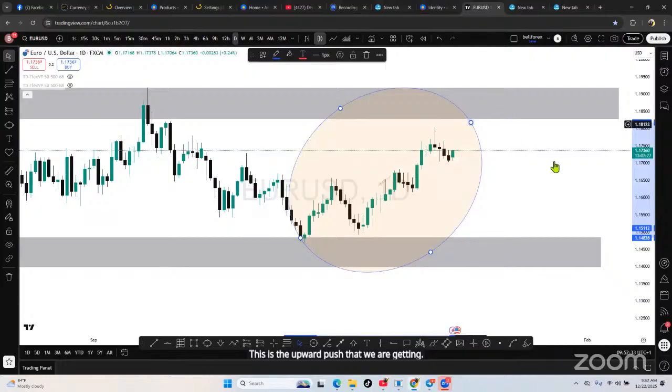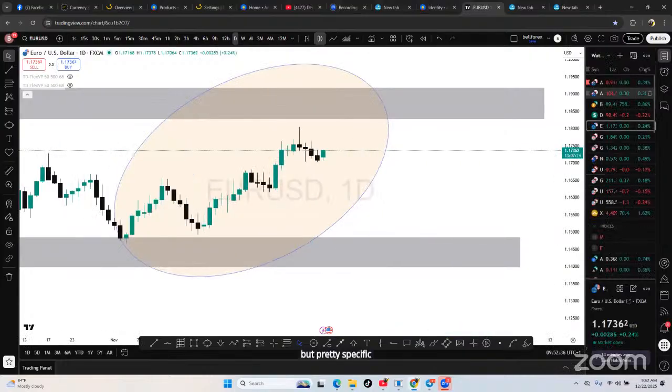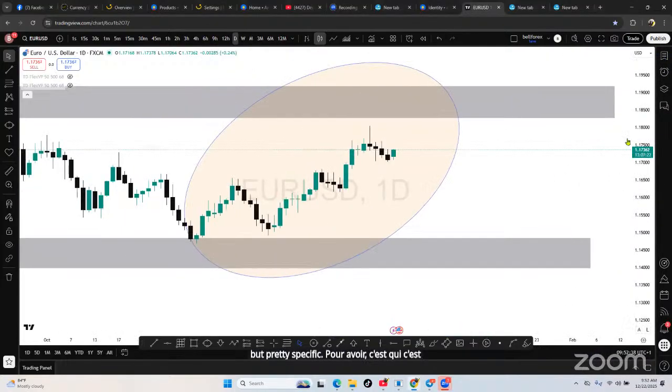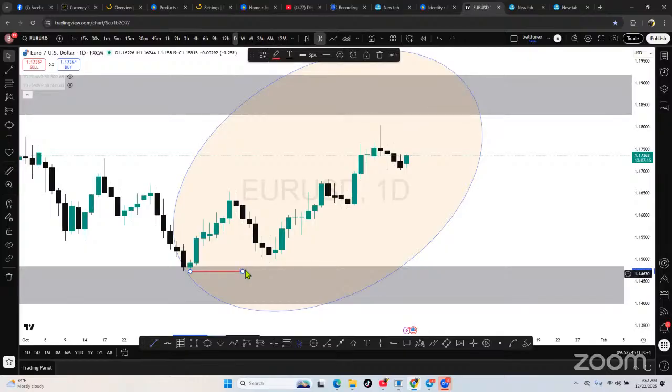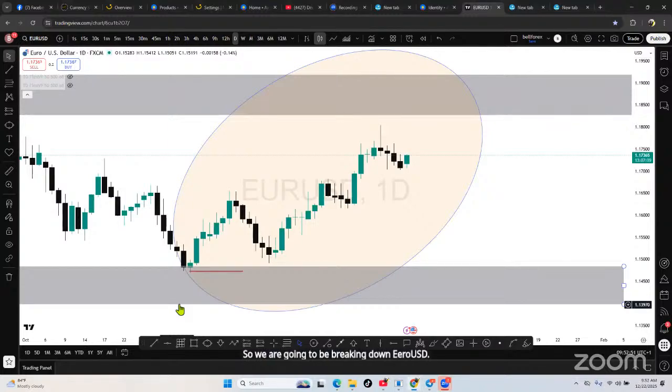On peut analyser le mouvement-ci un peu plus spécifiquement pour essayer de comprendre ce qui se passe. Donc, on se retrouve ici. On a cette structure baissière. So we are going to be breaking down Euro USD to the best that we can.